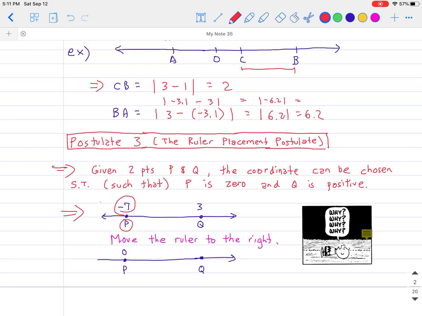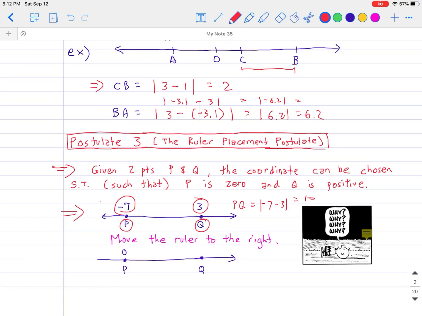Okay, here's the number line once again. We have point P, which is going to be assigned -7 on the number line. Let's say we have Q, which is assigned to the number 3. Now, according to what we just said about postulate 2, we can find the length of PQ, which is |-7 - 3|, which is equal to 10.